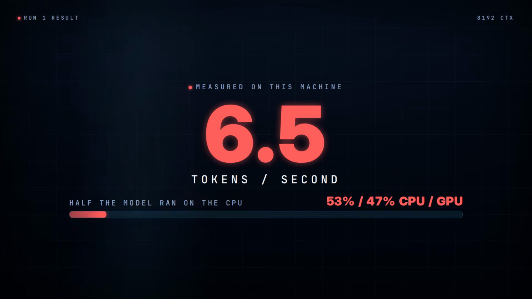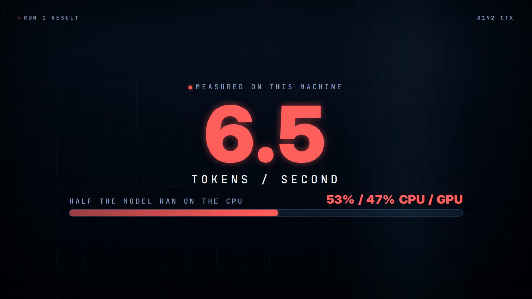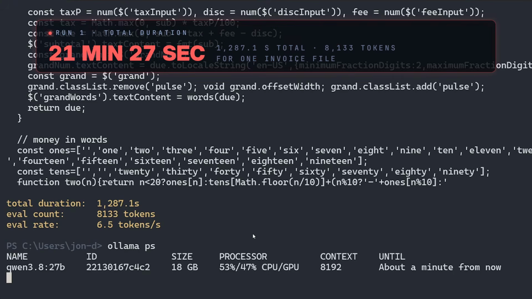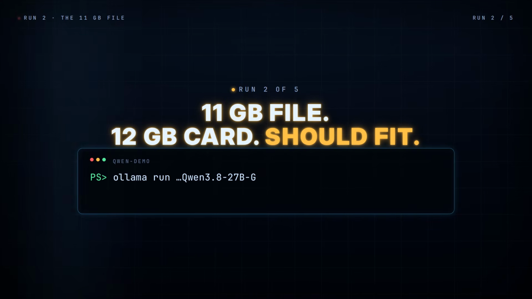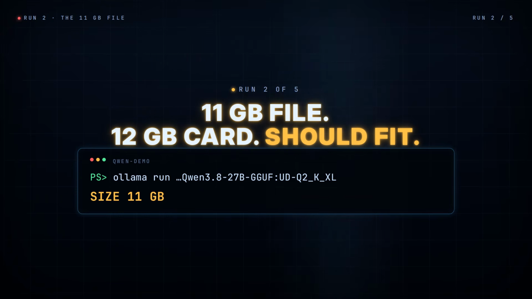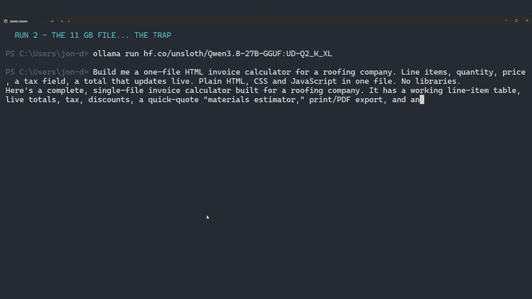But what's the speed? If you don't know what a token is, it's basically a chunk of a word, essentially. And you'd sit here thinking the model is garbage, but it's not. It just doesn't fit. Now here's where it gets a little bit strange. I grabbed the 11 gig version. 11 gig on a 12 gig card. It should fit, right? But it ran slower than the 18 gig file.